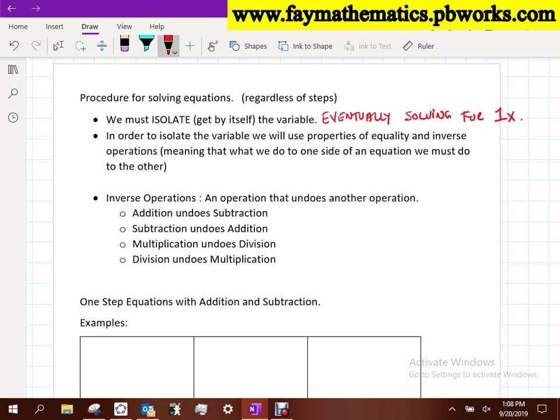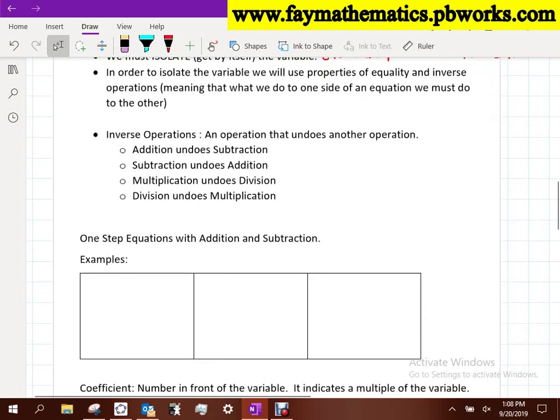It says in order to isolate the variable, we will use properties of equality and inverse operations to do so. Okay? Meaning that I'm going to add something to both sides. Okay? Or I'm going to subtract something from both sides. And that thing I add or subtract needs to be the same on both sides. But what I choose to add to both sides, or what I choose to subtract from both sides, is going to be determined by inverse operations. Looking for, ultimately, additive inverses. Okay? Just remembering our inverse operations. Addition undoes subtraction, subtraction undoes addition, multiplication undoes division, division undoes multiplication.